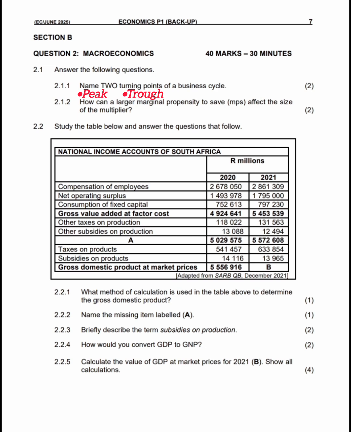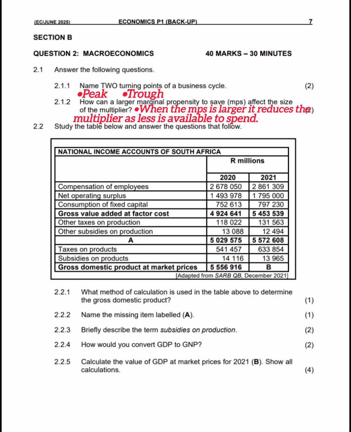2.1.2. How can a larger marginal propensity to save (MPS) affect the size of the multiplier? So whenever the MPS is larger, this reduces the size of the multiplier as less is available to spend. So whenever the marginal propensity to save is higher, it means that people are saving more and they are not spending, which leads to our multiplier decreasing, right?